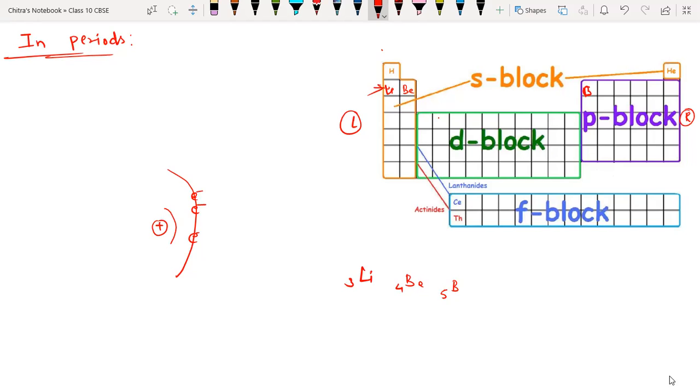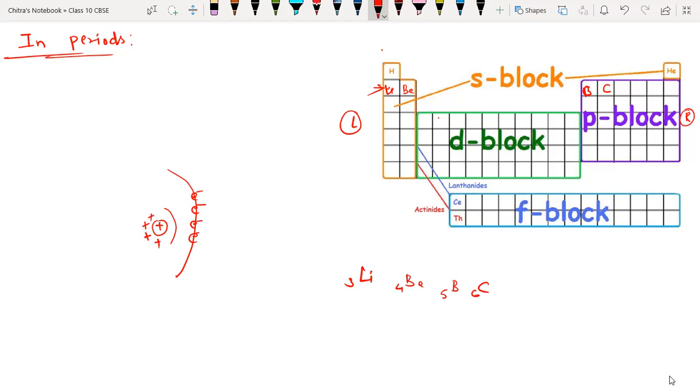If electrons are added, then protons are also added in the nucleus all the time, because every element contains an equal number of electrons and protons. Again, we move toward the next element, which is carbon, and carbon has atomic number 6. That means 1 more electron is added in the same shell. Along with the electron, a proton is also added in the nucleus.